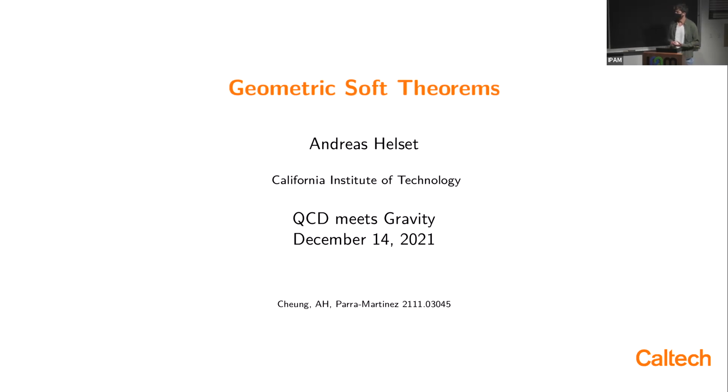Yeah, so throughout the talk, we'll try to explain what I mean by geometric soft theorem. So it's about the soft limit of scattering amplitudes. And we can see that this is related to some geometry. But it's not a geometry in space-time, it's a geometry in field space. So we'll define those concepts as we go along.